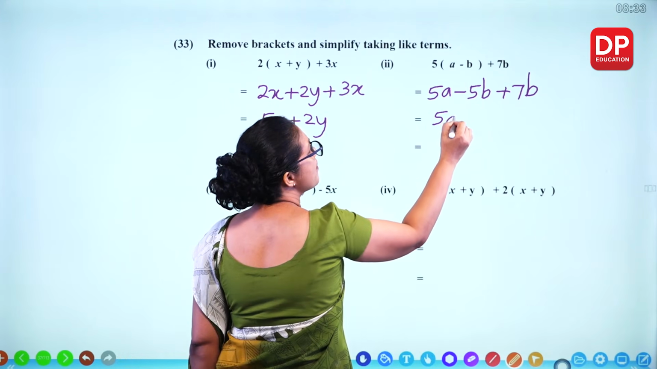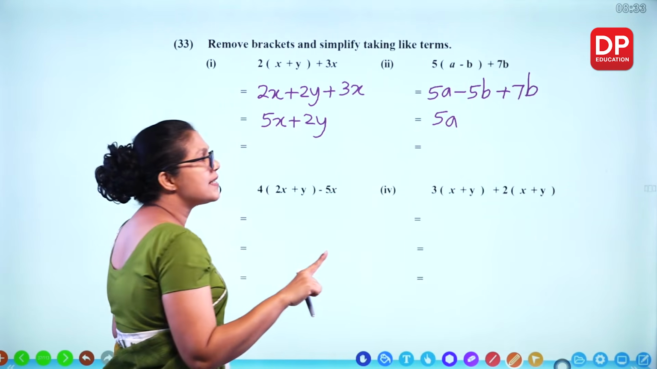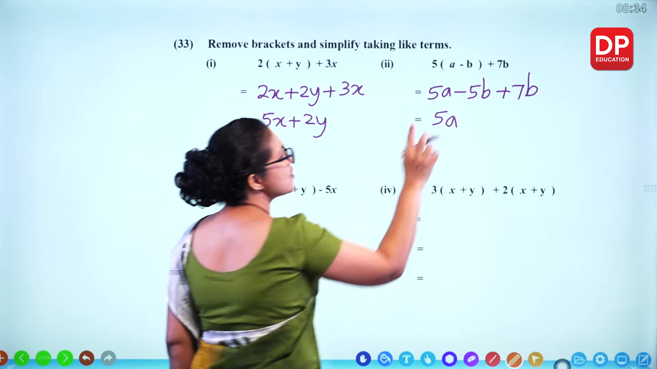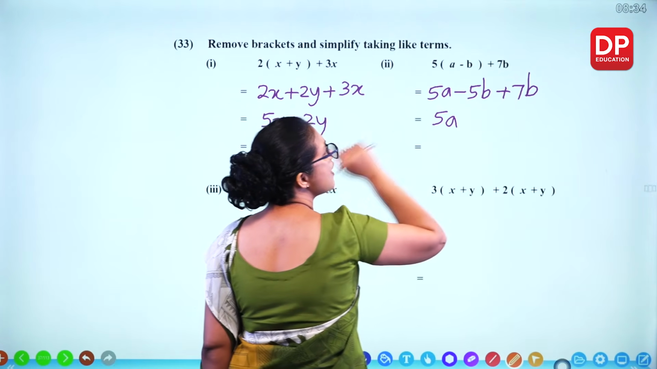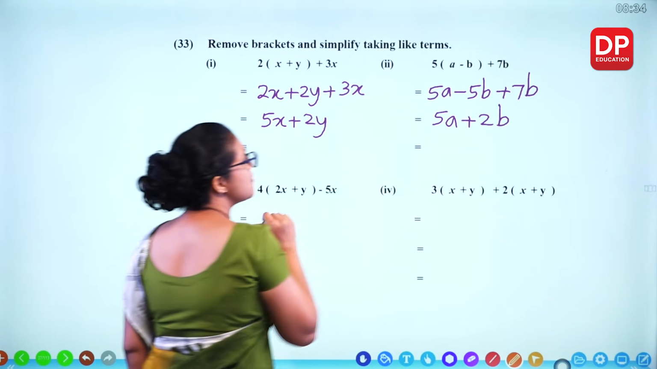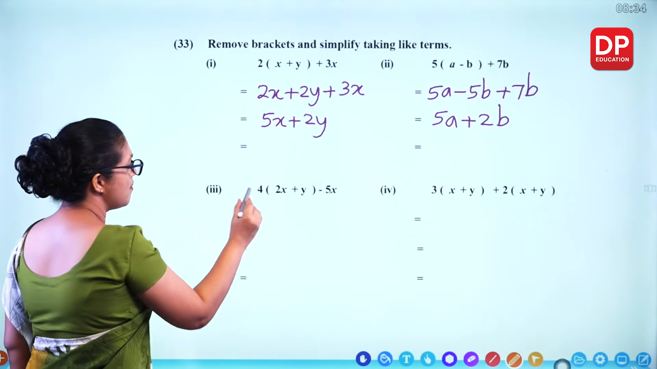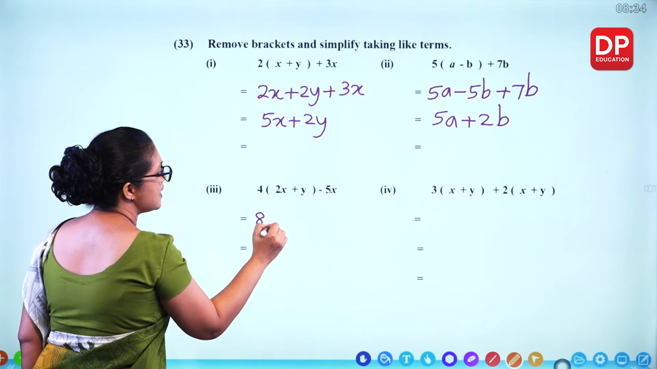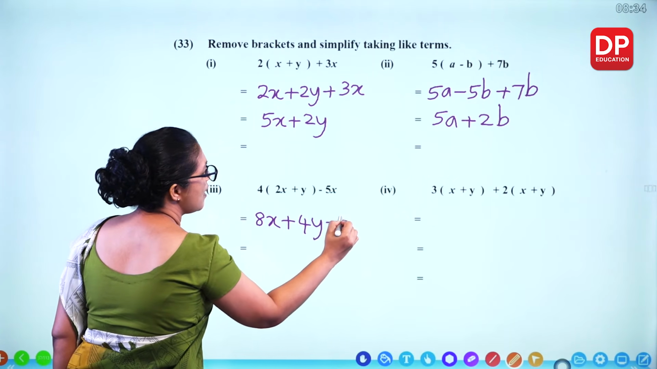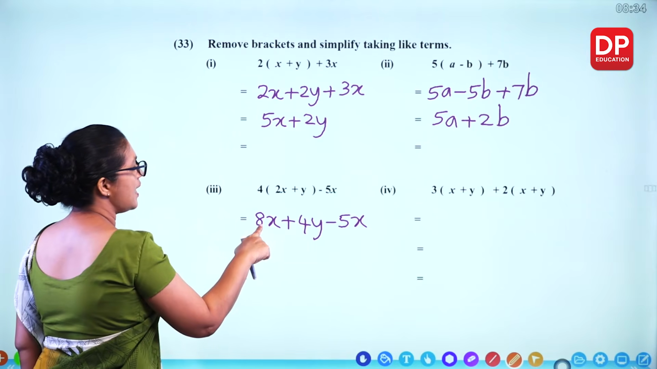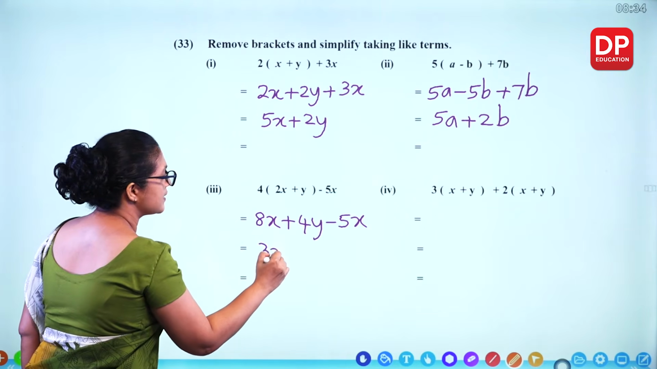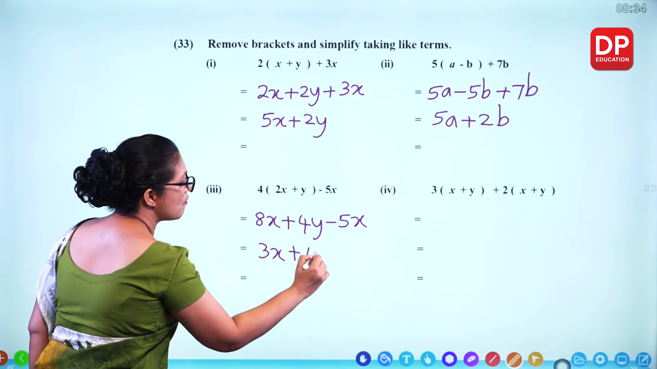5a you can add separately. Here minus 5 plus 7. What's the value? Plus 2. So take the difference and put the sign of the bigger number. Plus 2. That's 2b. Here multiply by 4. 8x. 4 times y, 4y. Now what are the like terms? 8x and minus 5x. That's 3x. Plus 4y.